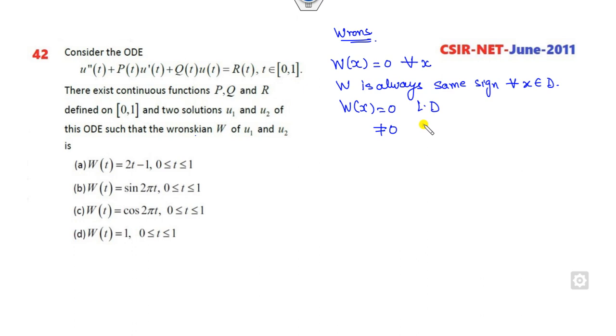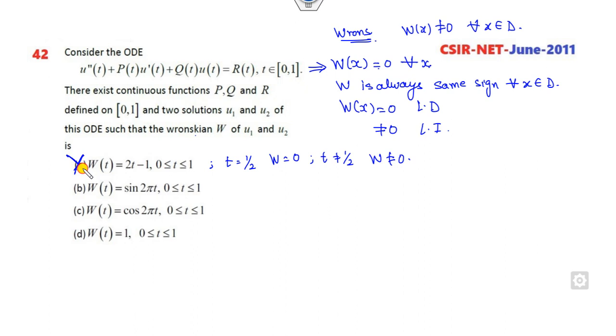You can see that here, whenever t is half, the Wronskian is 0, while whenever t is not equal to half, Wronskian is non-zero. But if Wronskian is 0, then it will be 0 for all x. If Wronskian is non-zero, then it is non-zero for all the x in the domain. So clearly, this option is cancelled out. Again, for this case, whenever t is 0, whenever t is 1, Wronskian is 0. But whenever you take t not 0 or 1, the Wronskian will not be 0. So that's cancelled out. Same for here.